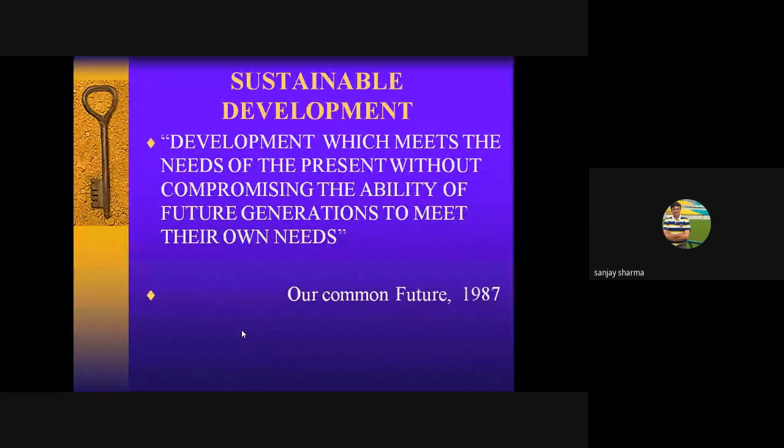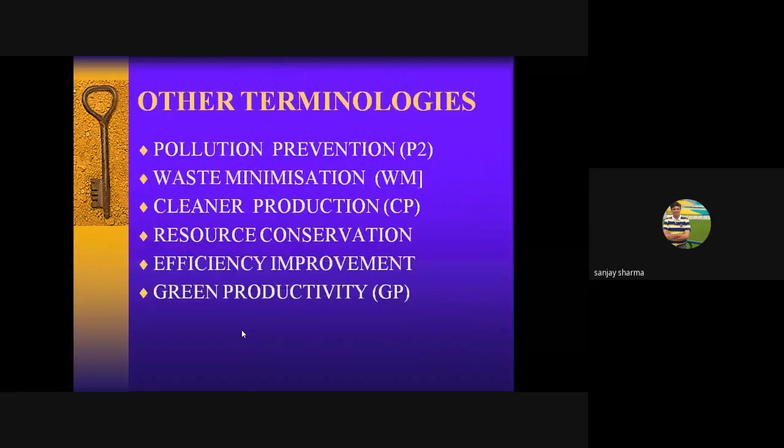So we have to meet the sustainable goals. As UNDP has said, this is the green millennium to achieve sustainable development. And the simple definition of sustainability is the development which meets the needs of the present without compromising the ability of future generations to meet their own needs.